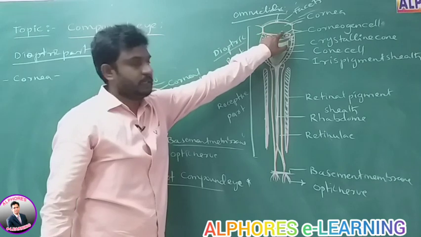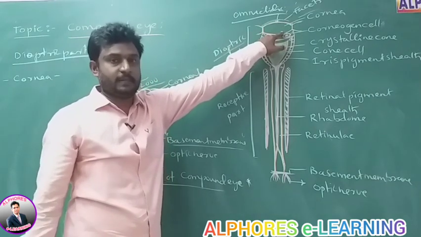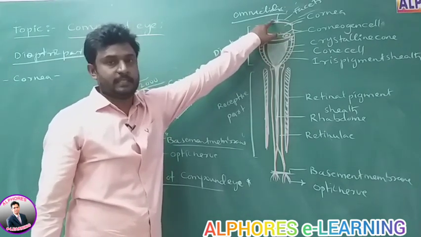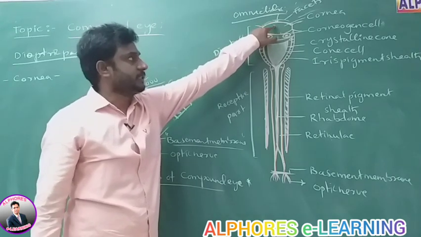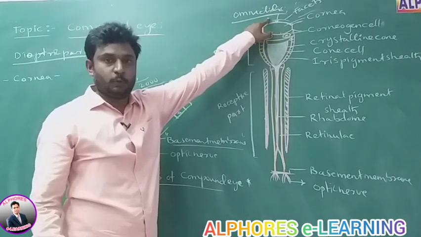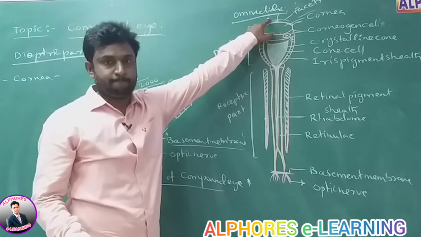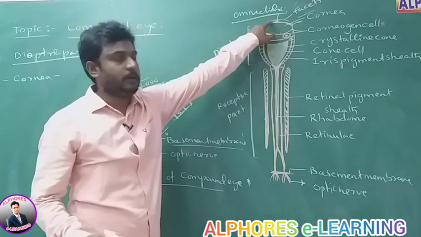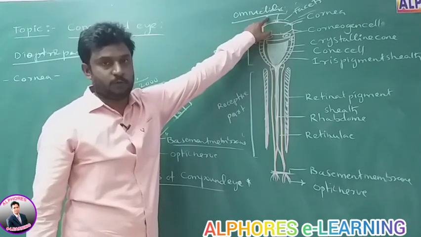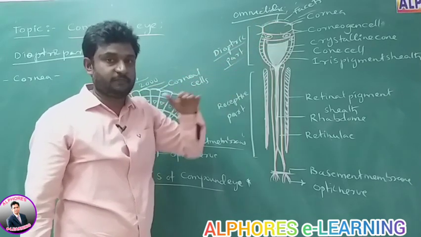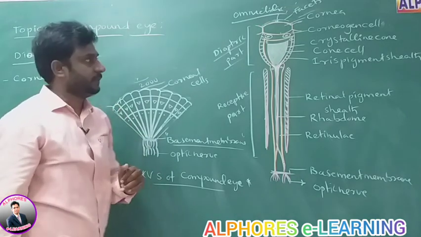So 2000 corneas means how many facets are present? 2000 facets are present. Each cornea is covered with one facet. 2000 ommatidia means 2000 corneas, and each cornea is covered with one plate which is called a facet. That means facets are only visible outside.